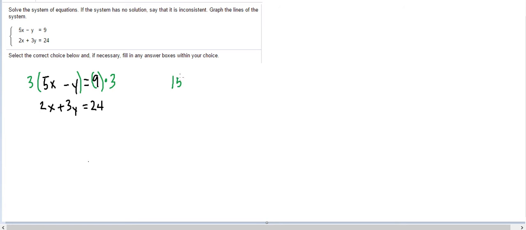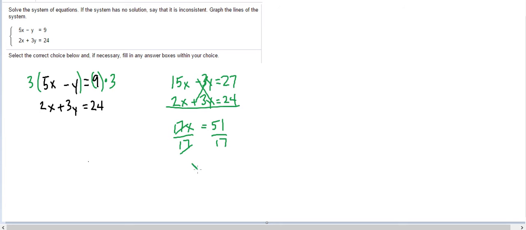So I'm going to rewrite and have 15x minus 3y equals 27. And then I leave my second equation unchanged. And so we come down and we get 17x equals 51. And we divide by 17, so x is equal to 3.